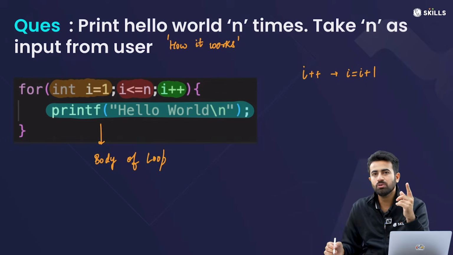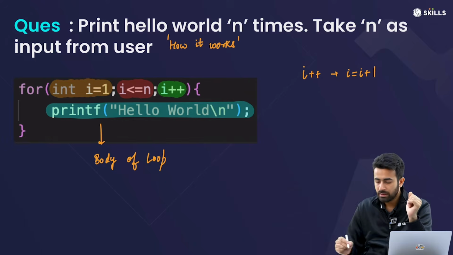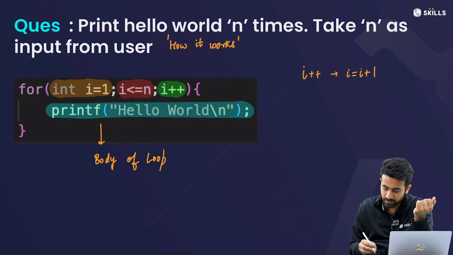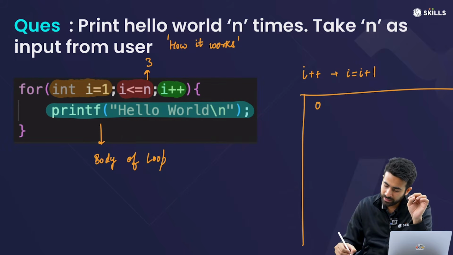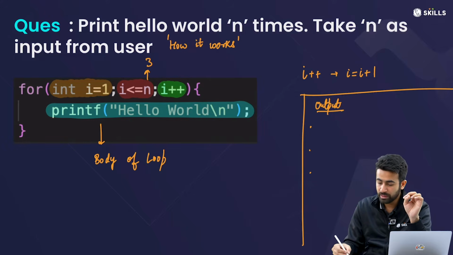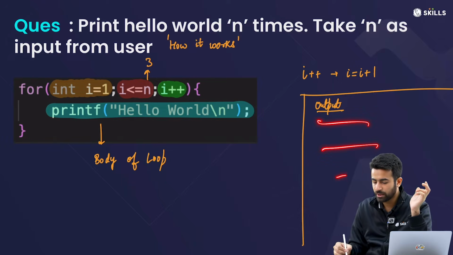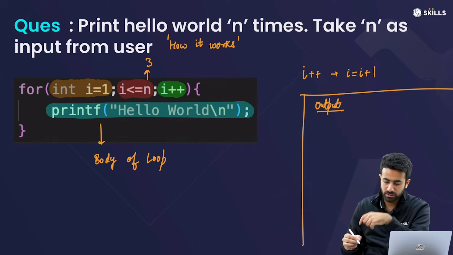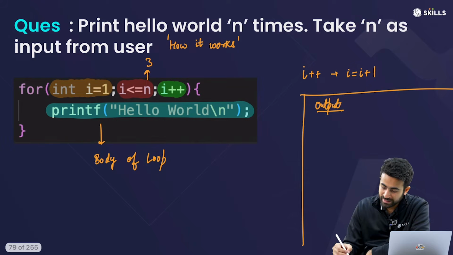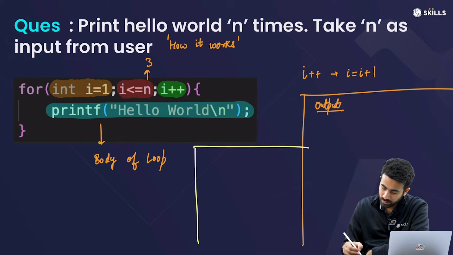Now I will tell you why it is happening. If n is 3, for example, I'm taking the dry run over here: 3 times hello world is printed, but why? I will tell you that. There are some steps that you need to follow. I'm writing those steps over here.